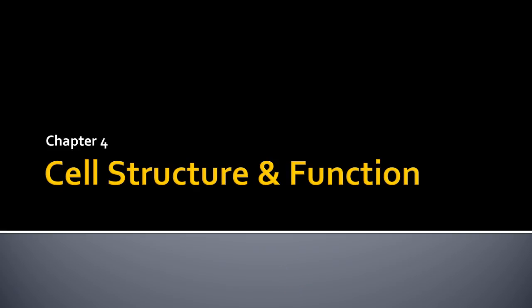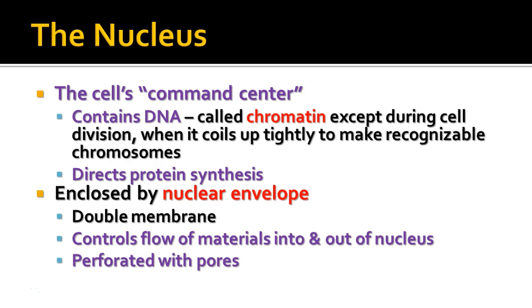We'll continue talking about cell structure and function with the discussion of the nucleus and the endomembrane system. The nucleus, as you know, is the command center of the cell. It's where the DNA is located, and it's where all the instructions for everything the cell has to do come from. The DNA is not recognizable as chromosomes except during cell division. The rest of the time it's more spread out in the nucleus, and when it's in that state, we call it chromatin.